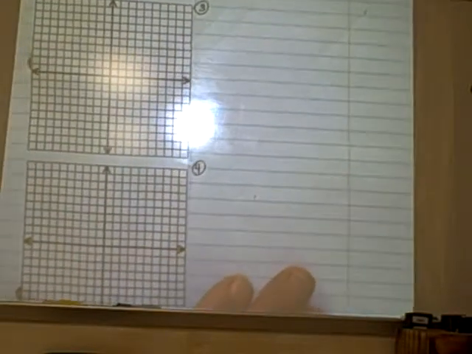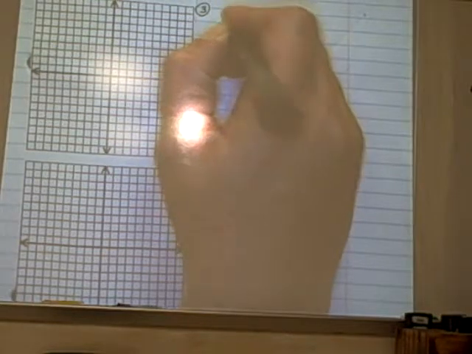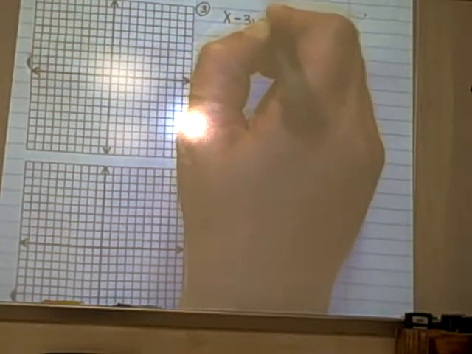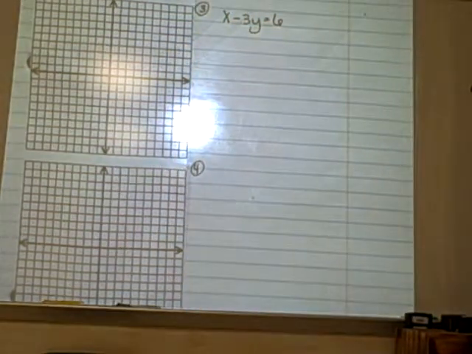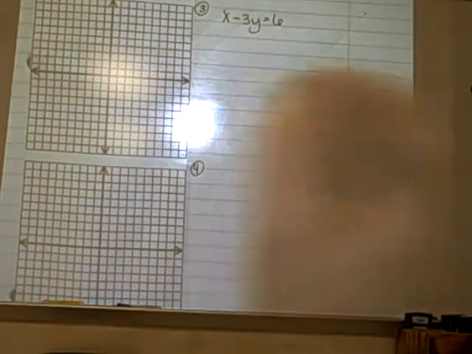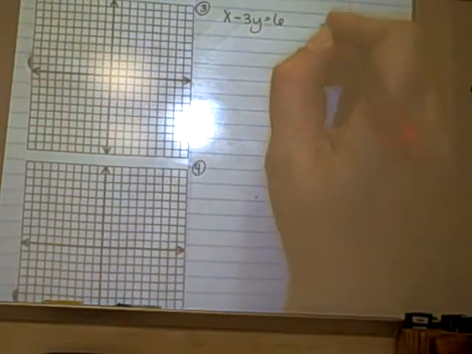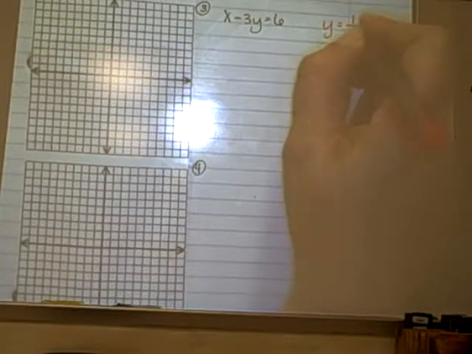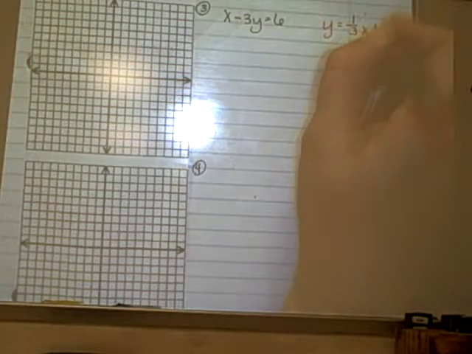You got it? Okay. Alright, so number 3, your equations. Your first one's x minus 3y equals 6. And your second one is y equals 1/3 x plus 1.